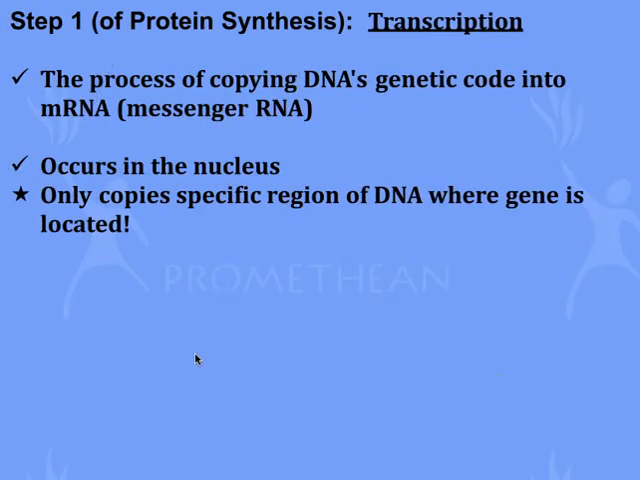All right, so for step 1 of protein synthesis, transcription, what we're going to be doing is copying our DNA's instructions, the genetic code, onto an mRNA molecule. This has to happen in the nucleus because that's where the DNA is located. And we're only going to be making these mRNAs where the gene is located. There are lots of genes on our chromosomes, so whichever protein is needed, that's the gene it's going to use for the instructions.